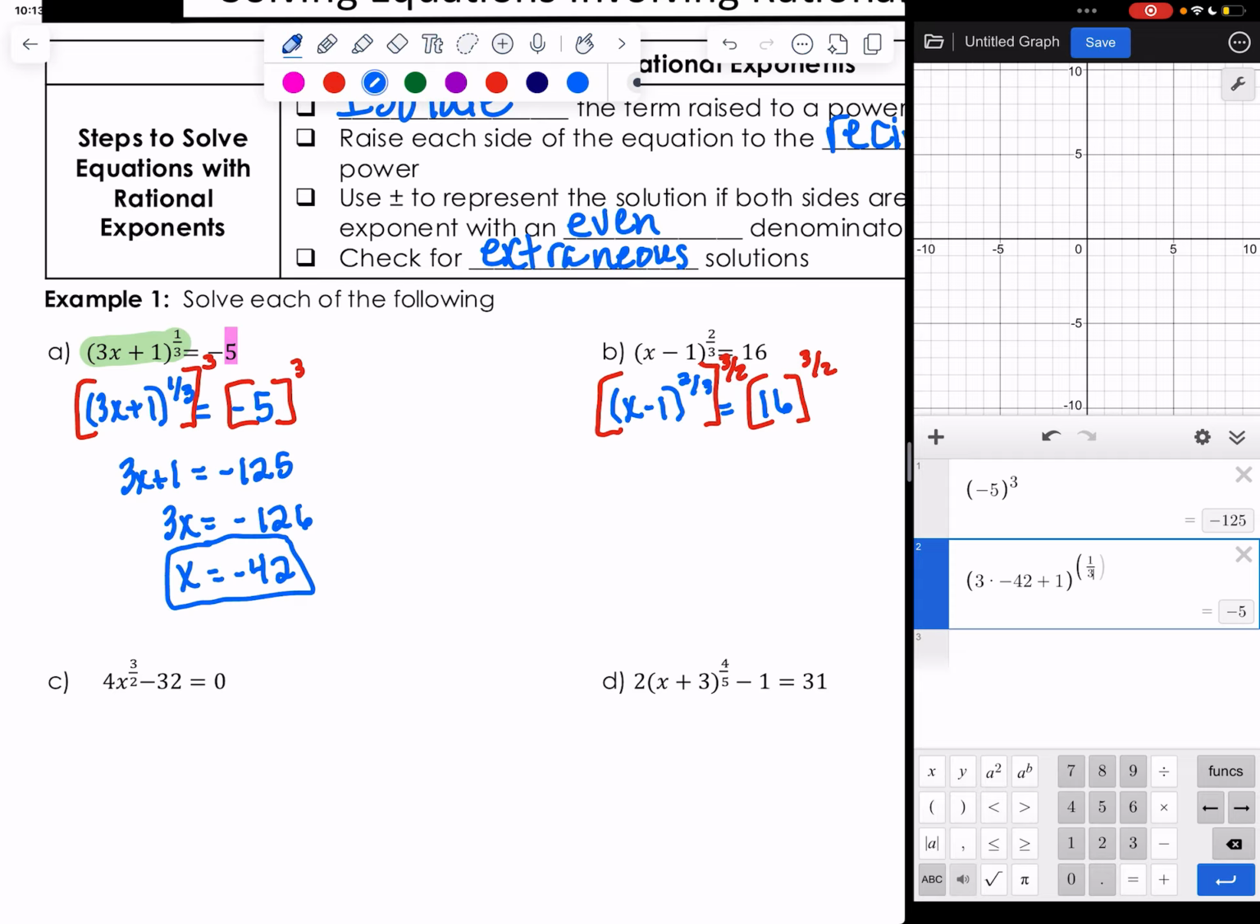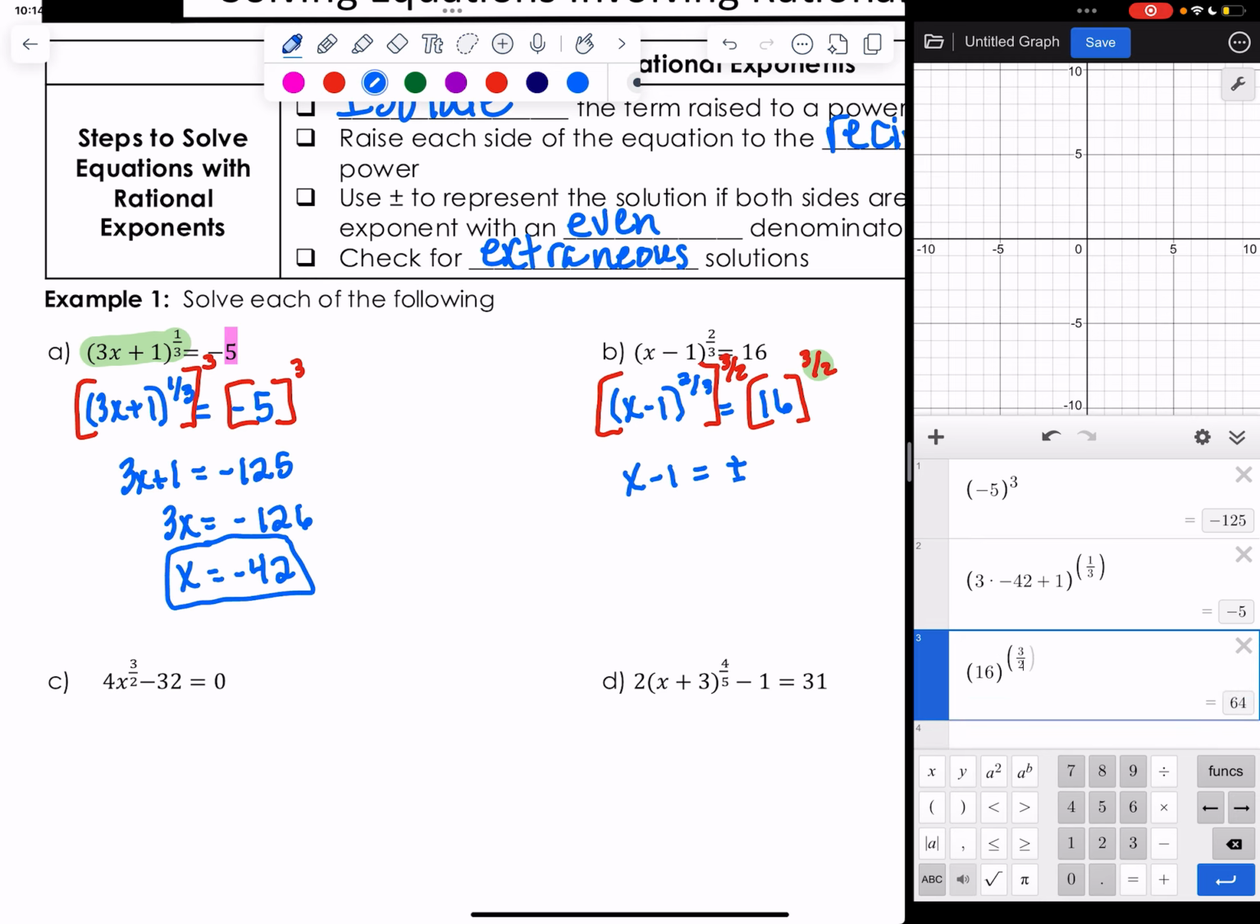Now, when I did that, that gave me x minus 1 equals. Now, there's one thing you might not remember from your steps. When you raise something that has a power to an even denominator, let's see, like right here, we're going to use our plus or minus symbol. So x minus 1 equals plus or minus, and I want to take 16 and raise it to the parenthesis 3/2 power, and that gives me plus or minus 64.